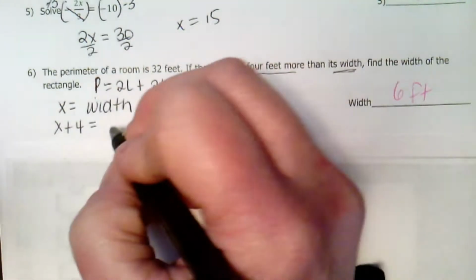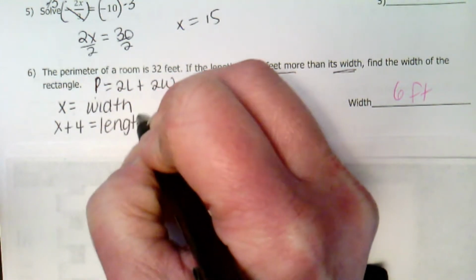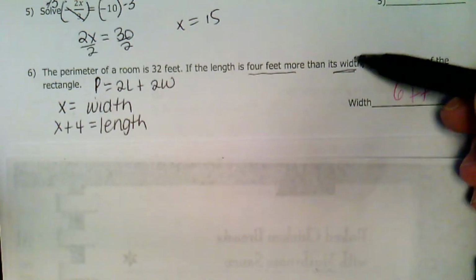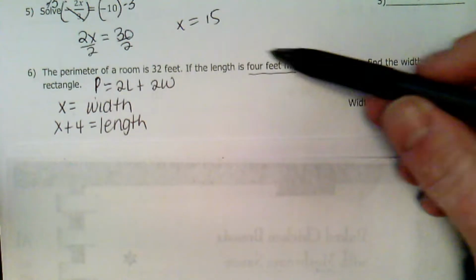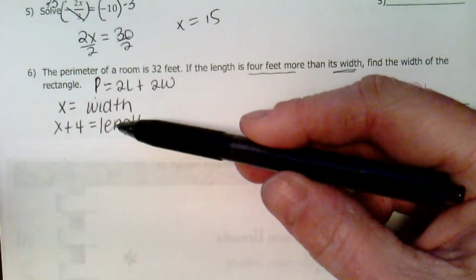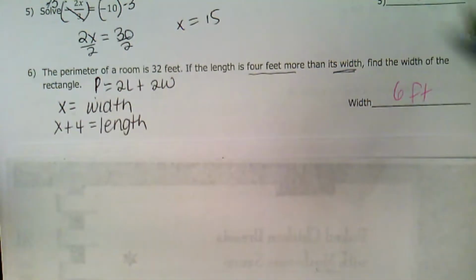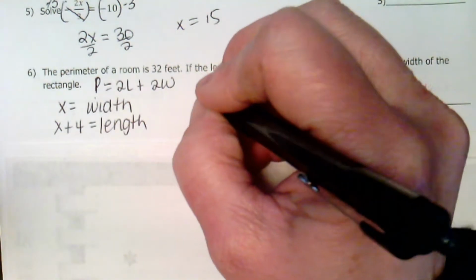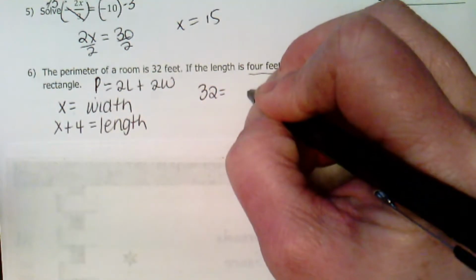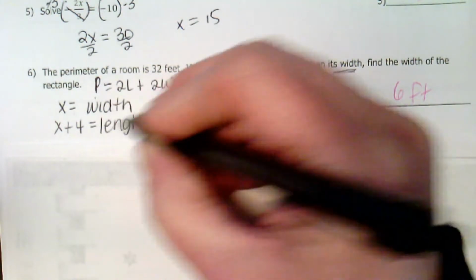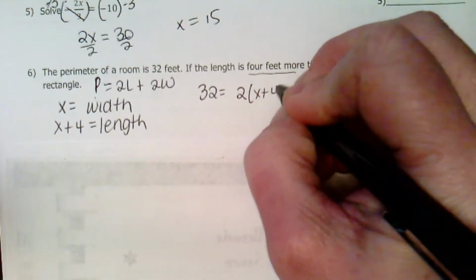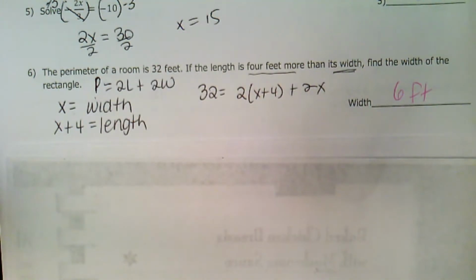So it's some unknown width that we don't know, but we do know that the length is 4 more than whatever that unknown is. Then we just plug it back into our formula. So they told us the perimeter is 32. 2 lengths plus 2 widths equals 32.